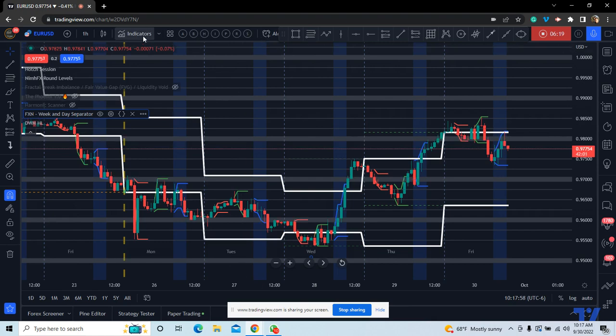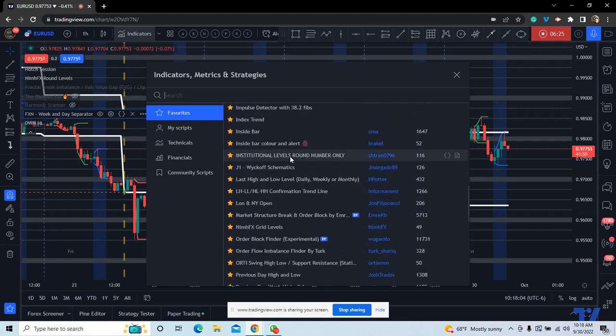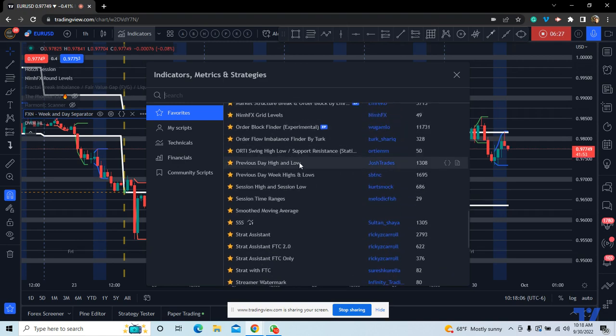And you find that within indicators under previous day high and low. No, sorry, previous day, week highs and lows. Just check that for you.